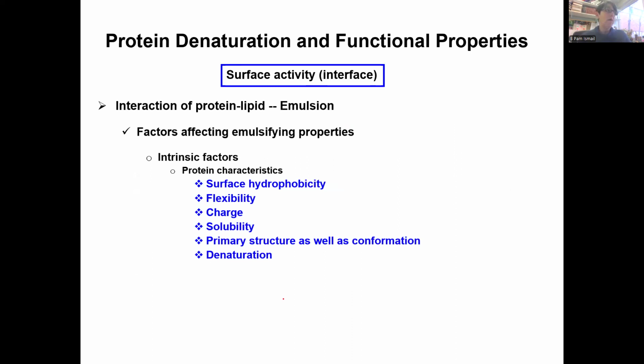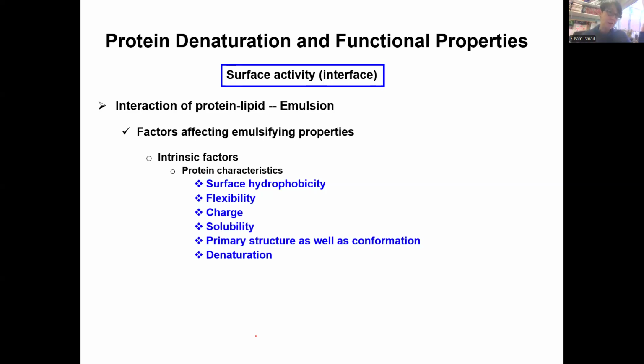Okay, so we have intrinsic factors that impact emulsifying properties and extrinsic factors. Among the intrinsic factors, surface hydrophobicity is very important, but not only surface hydrophobicity, it's the balance. Again, it's very important. Balance of hydrophobic to hydrophilic components, flexibility. So how well the protein is able to unfold and be flexible so that it reorientates its components and starts forming that film. Charge. Excessive charge, we won't form the film.